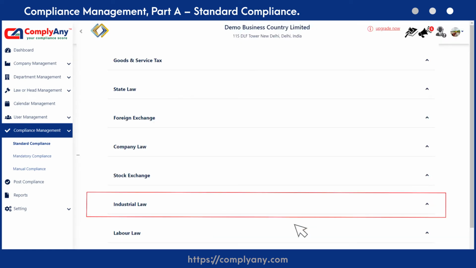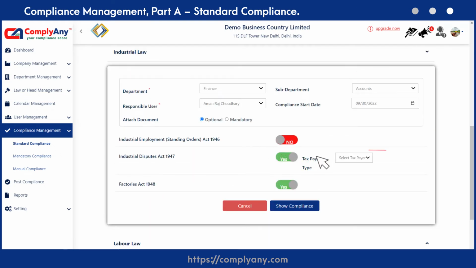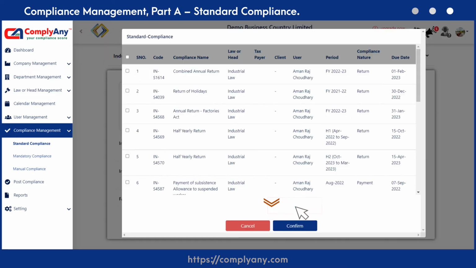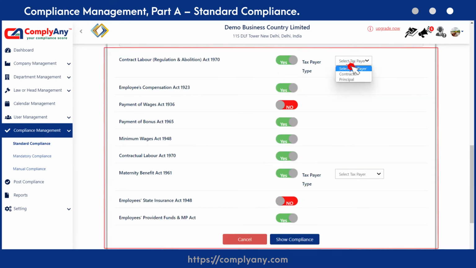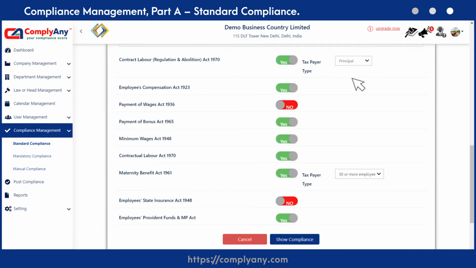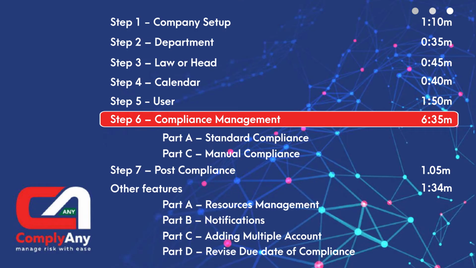If industrial law is applicable, generally in the case of factories, open industrial law. Select parameters, select applicable law and taxpayer type. Click show compliances. Choose standard compliance and confirm. Now open the labor law tab. Select parameters, select law, taxpayer type. Click show compliances, review compliances, select and confirm. Industry-specific compliance.